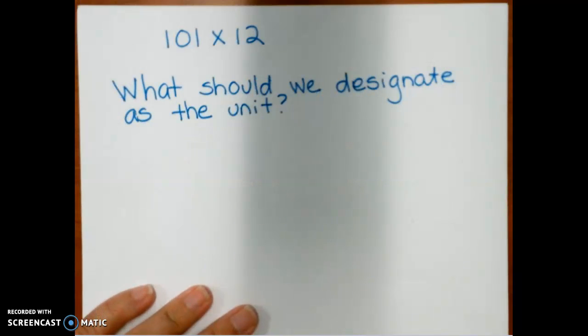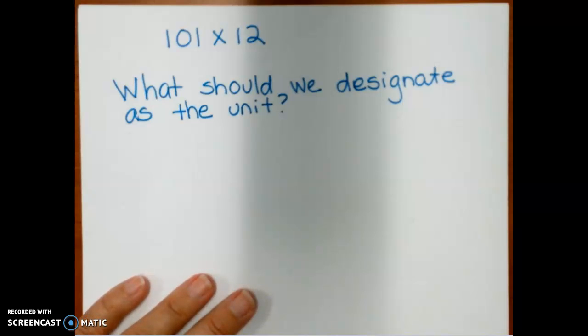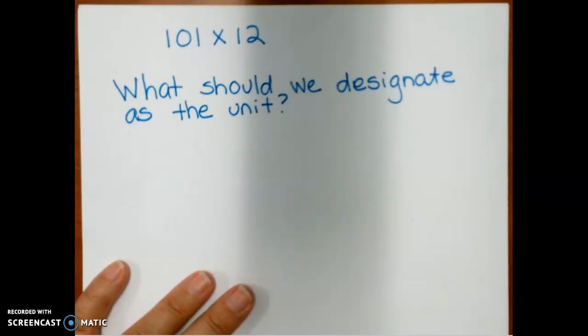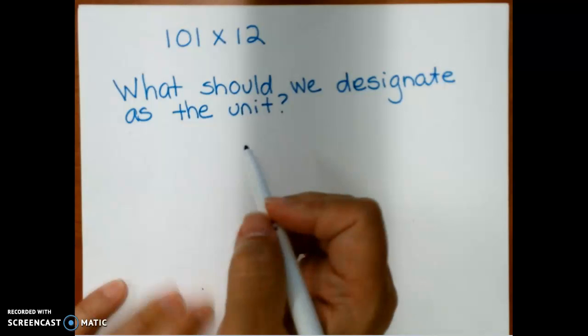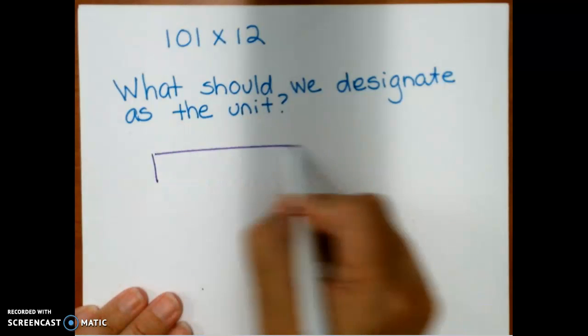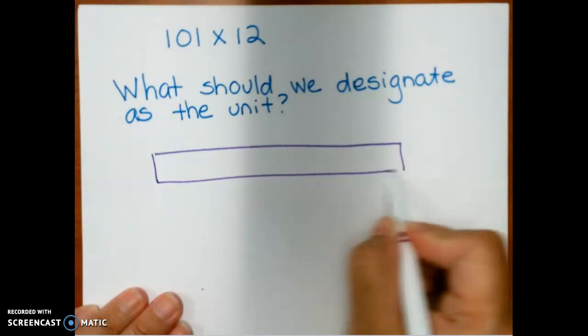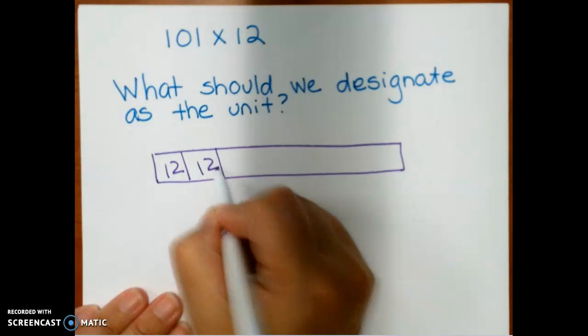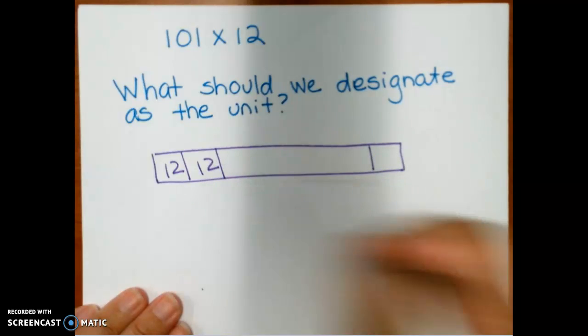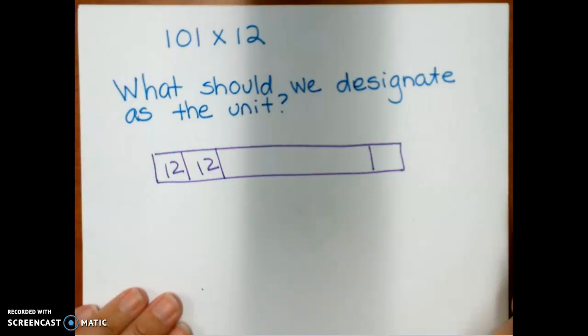Okay, we're going to do two more and then you're going to do your problem set. So what should we designate as the unit? Do I want to have 12 101s, or do I want to have 101 12s? I think I'm going to go with 101 12s. And here's why. I know that I can have 12 100 times and then add one more.